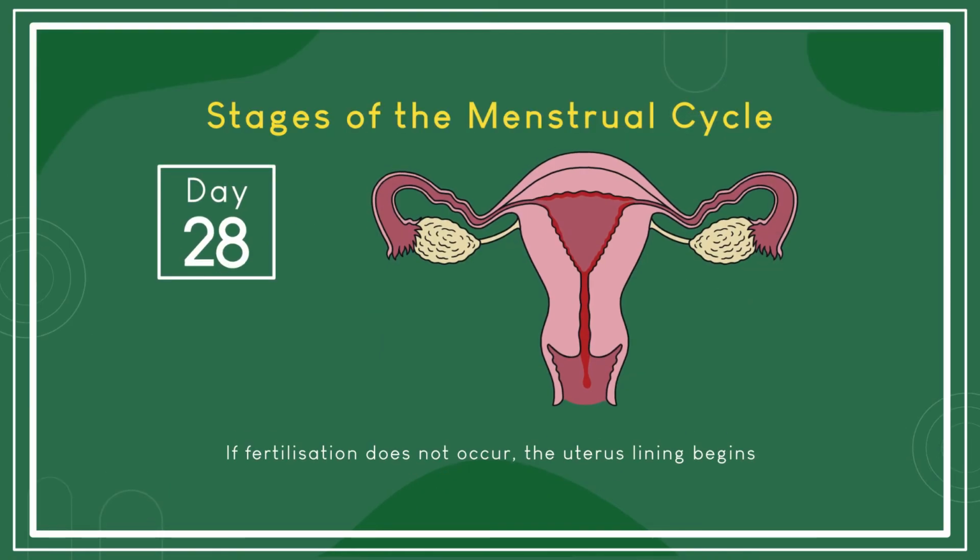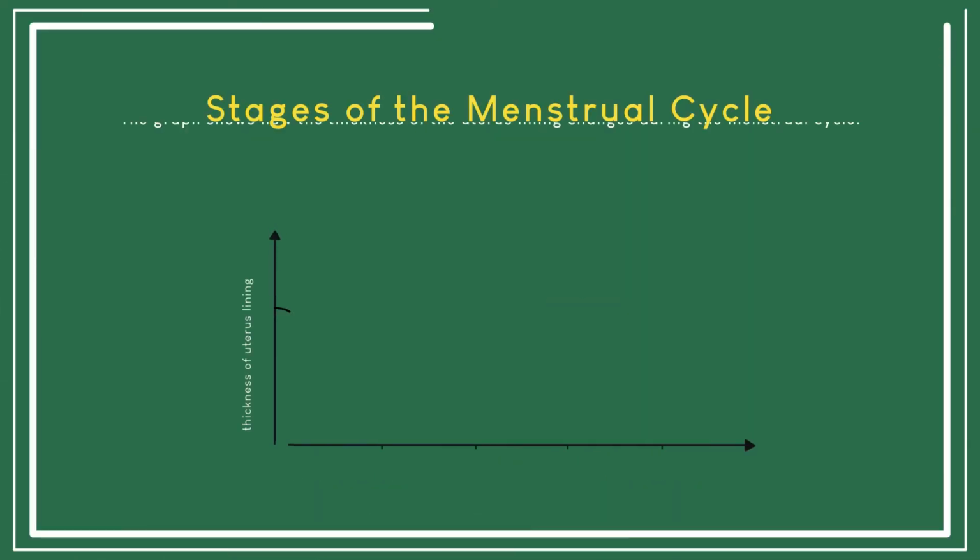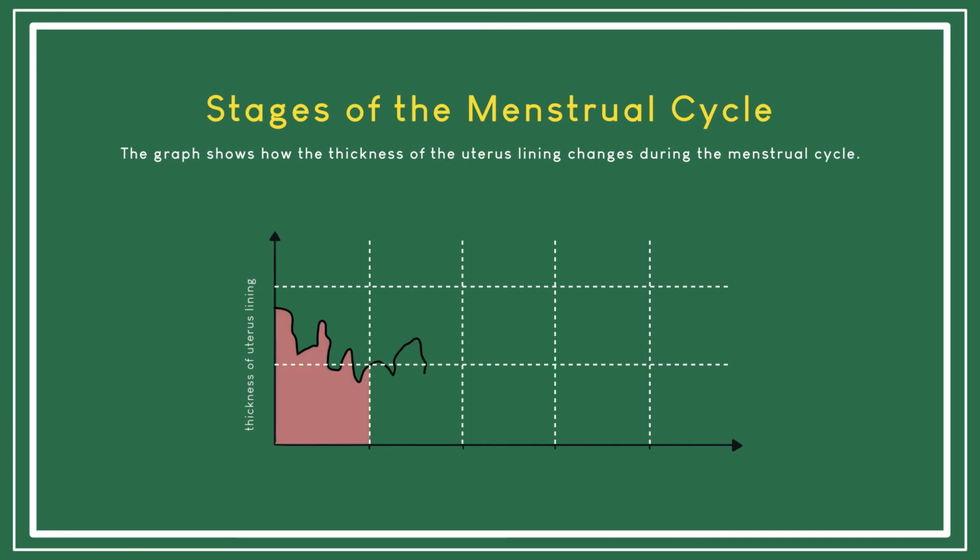If fertilisation hasn't occurred by day 28, the uterus lining begins to break down and is shed. This is known as having your period, and the cycle will repeat again. This graph shows us how the thickness of the uterus lining changes during the menstrual cycle. Let's summarise.